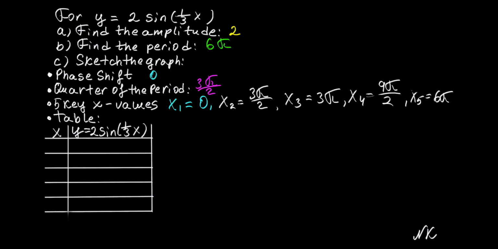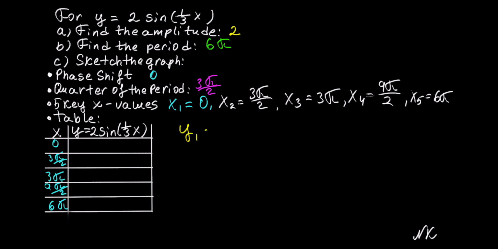Now we can populate the x and y table. So let's fill in the key x values. We had 0. The second x was 3 pi over 2. Then we had 3 pi, then 9 pi over 2, and the period ended at 6 pi.